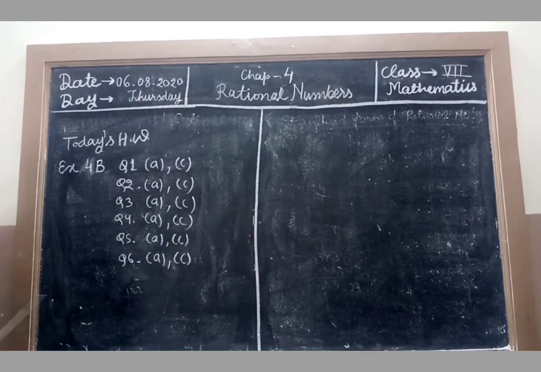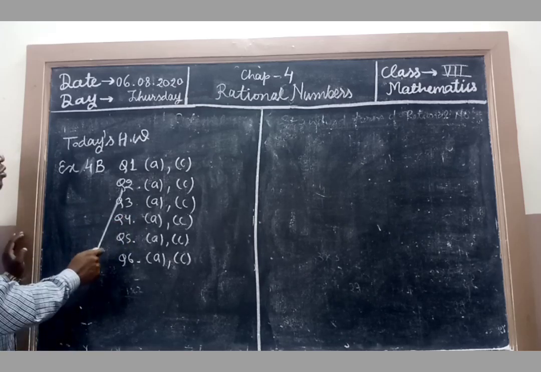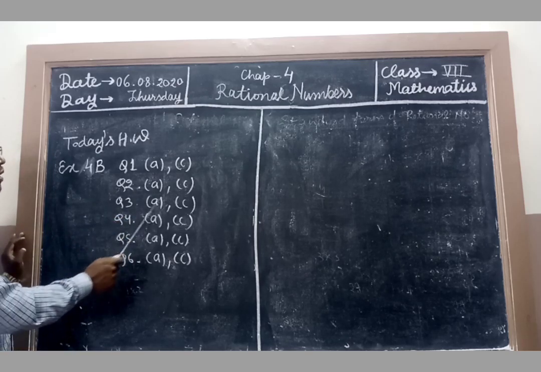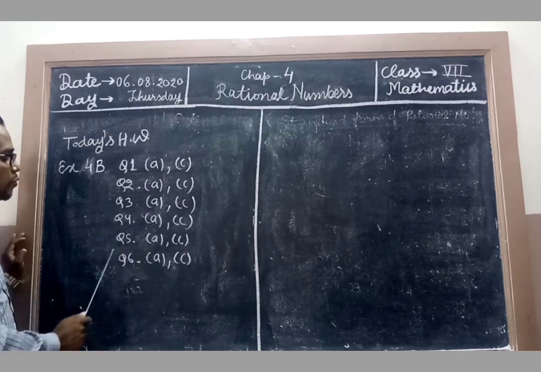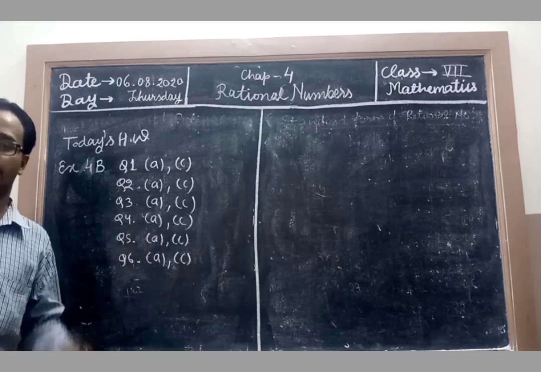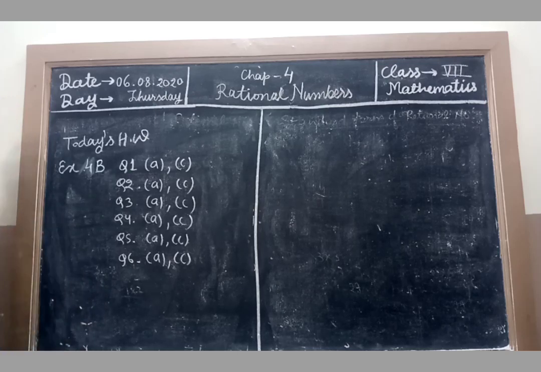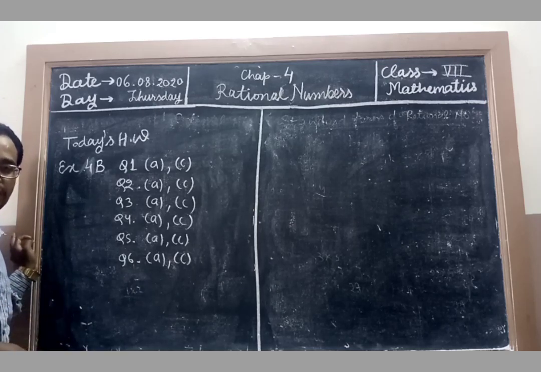Students, today's homework is exercise 4B, question first A and C part, question second A and C part, question third A and C part, question fourth A and C part, question fifth A and C part, question sixth A and C part. It means from question 1 to 6 you have to do A and C part in your maths copy and submit and upload it when your class teacher sends you the link.